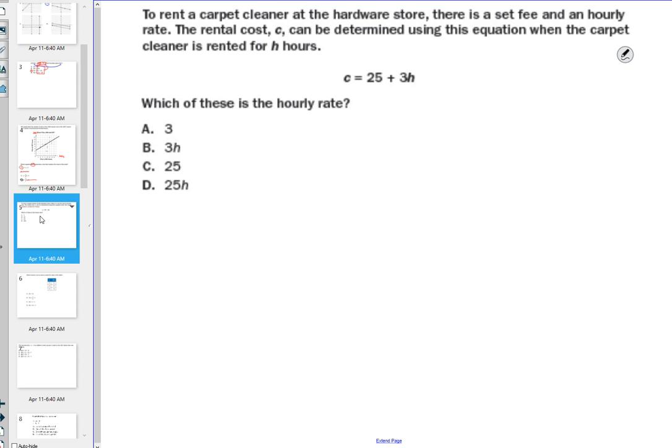All right. I think this is one of the ones you missed too. To rent a carpet cleaner at a hardware store, there's a set fee and an hourly rate. The rental cost C, so C stands for cost, can be determined by using this equation when the carpet cleaner is rented for H hours. So the H is hours. Which of these is the hourly rate? Rate is how much it costs per hour. So what number is getting multiplied by the hours?